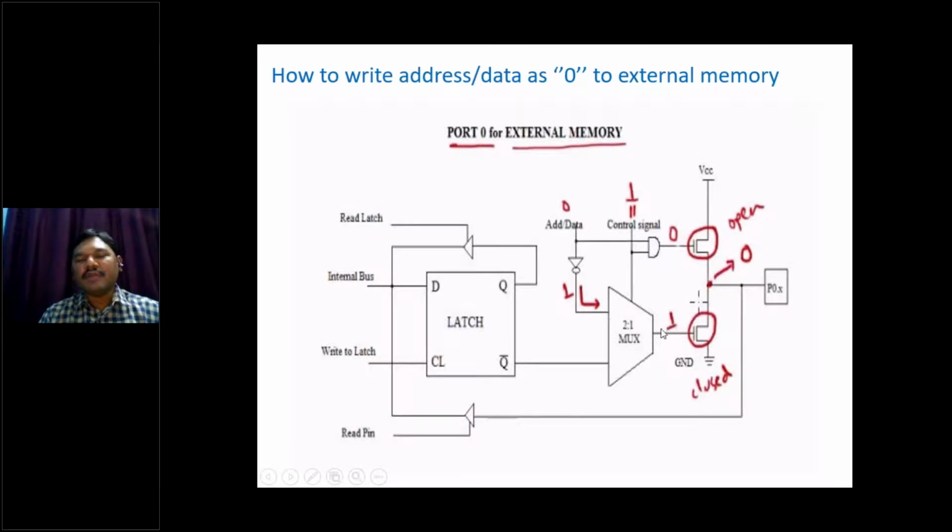Now what happens? When it is 1, the address or data will be active and then 1 will be received by this one. And here it is 1, which means short circuited. Then this will be connected to ground, meaning output is 0. So see here, this address is 0 and this also 0. Like that for 8 bits, 8 latches are available. So output is 8 zeros. Understood?